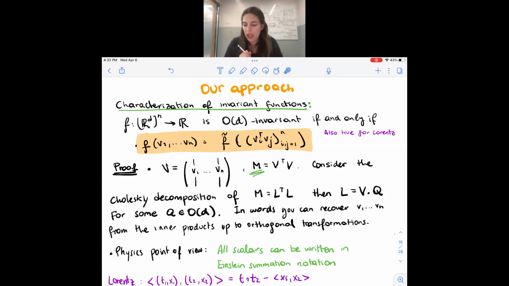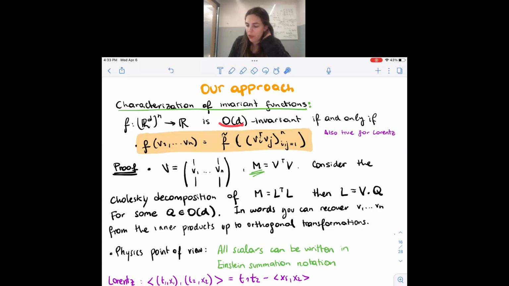And in the case of O(d), the orthogonal group, what this says is that a function that takes n vectors in R^d and outputs a real value is O(d) invariant if and only if you can write it as a function of the pairwise inner products of the inputs. So basically, a function of n vectors is invariant with respect to O(d) if and only if it is a function of the inner products of the inputs.